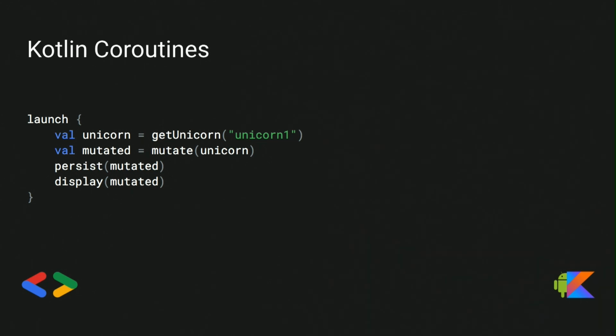So with this simple code, which reads as if it's synchronous, we are not blocking the main thread. We're mutating our unicorn, persisting it, and displaying it. And it reads just like your synchronous code. But the real question is why? How does this work that allows us to not block the main thread, yet still stay so readable?